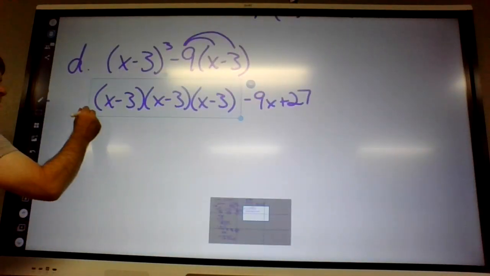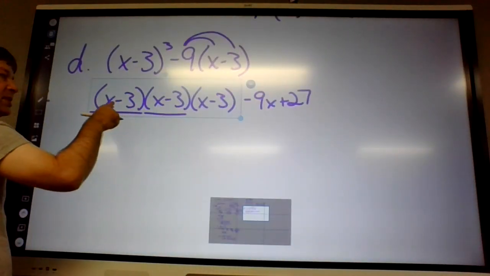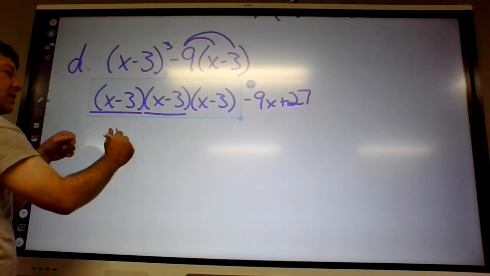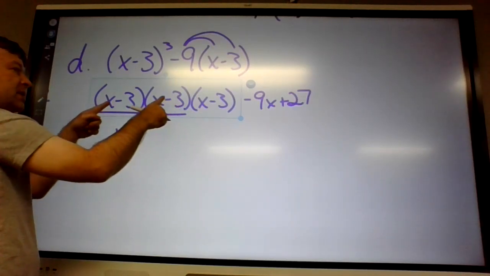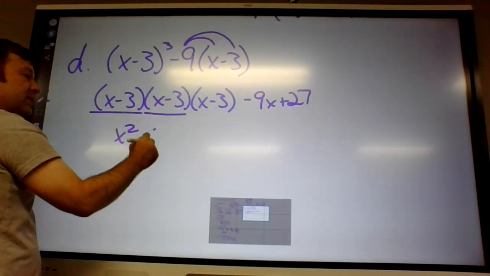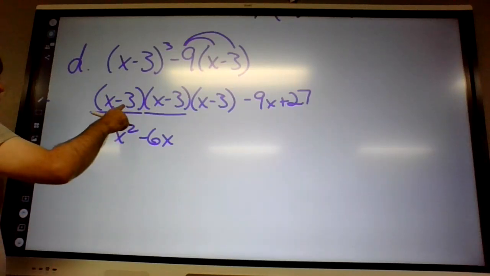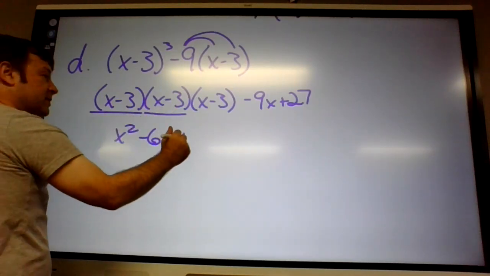Okay, I'm going to FOIL this kind of quickly. First is x squared. Outside, inside is negative 3x, negative 3x. It's negative 6x. And then the last is negative 3 times negative 3.